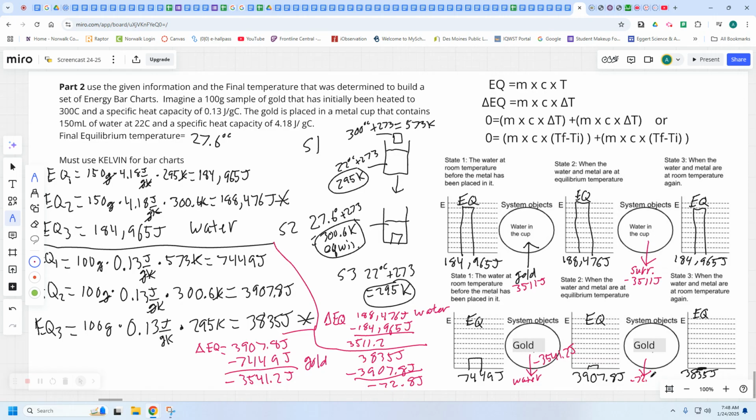72.8 joules. And that's going out to the surroundings also, let's assume. In the end, it goes through the water and out to the surroundings.